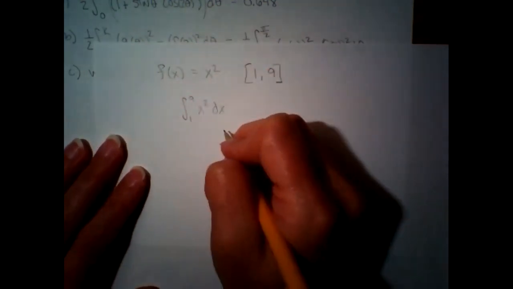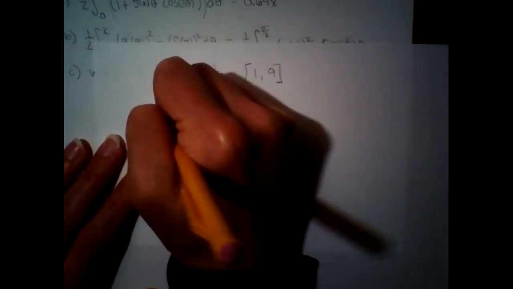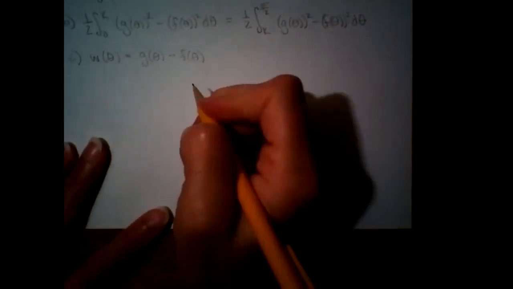That's adding up all the area, but to make it an average, you have to divide by the length of the interval. So you have to put 1 over 9 minus 1 out front. It's like if I asked you to average a list of numbers, you would add them all up and then divide by how much you got. So that's what an average value is. We're just going to apply that to the context of this problem.